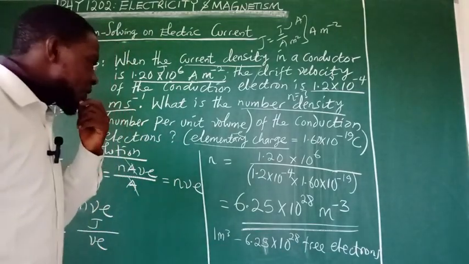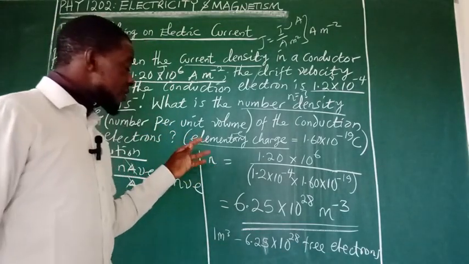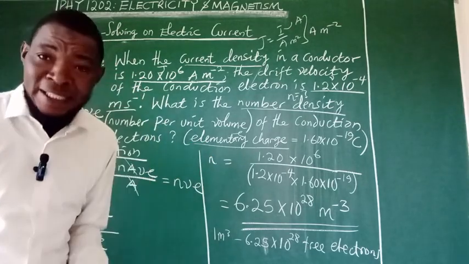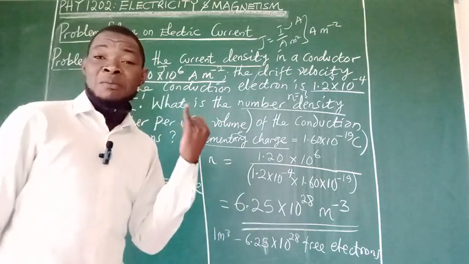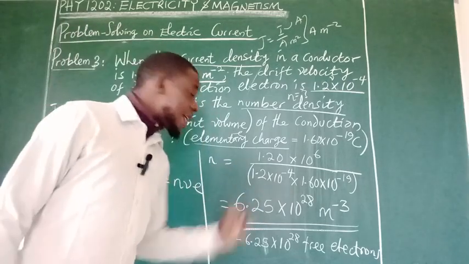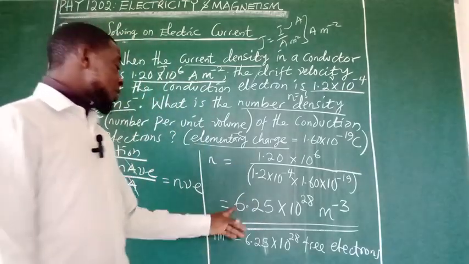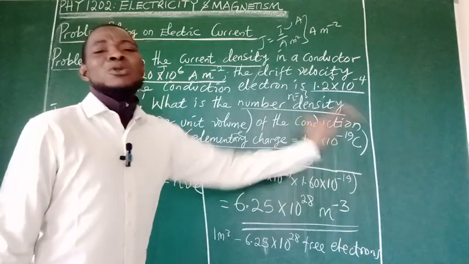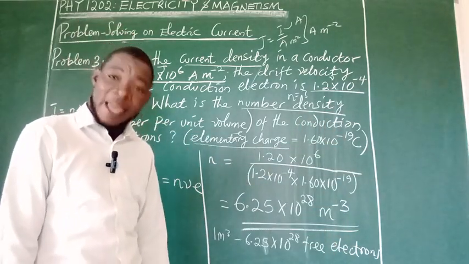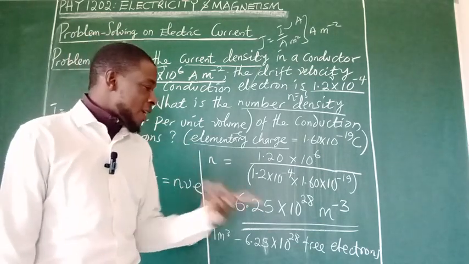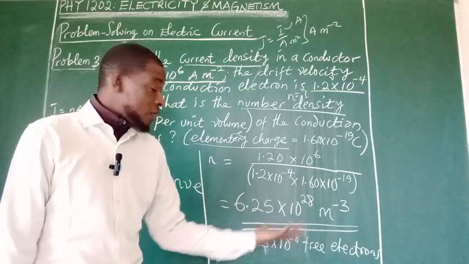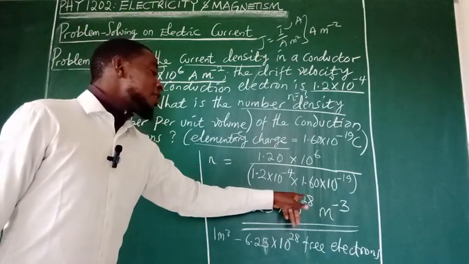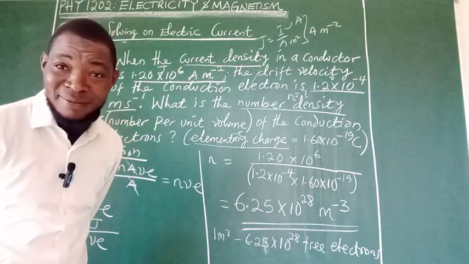Okay, how do I know whether my n is correct or not? Your n is usually a large value. The power of 10 here is, number 1, positive, and number 2, a large value. If at the end of the day you just got 6.25 times 10 to the power of 5 or 3 or 2, you know that it can't be right. n is extremely large, and you can see 28 is a large power for 10. So if you get a negative power here, minus 28, you know it can't be right.